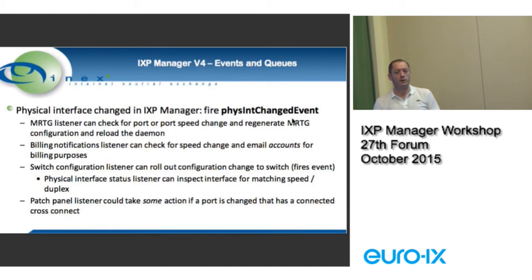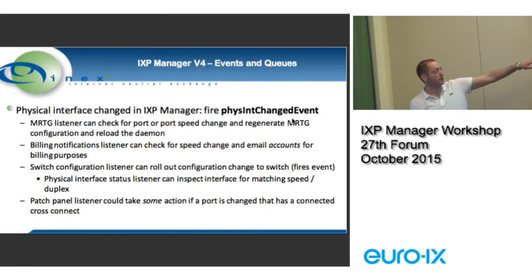And I can have a number of listeners in the background. So for example, I can have an MRTG listener, and that can check to see if the port speed changed, or if the port changed. And if it did, it can regenerate the MRTG configuration immediately. There's no need to wait for a cron job to kick off an MRTG reconfig. That happens maybe twice a day. The end user will see his graphs with almost no gap, because it will just happen in the background.